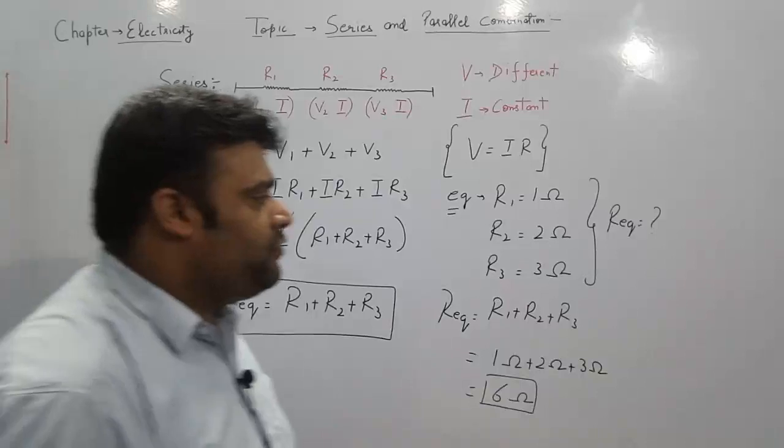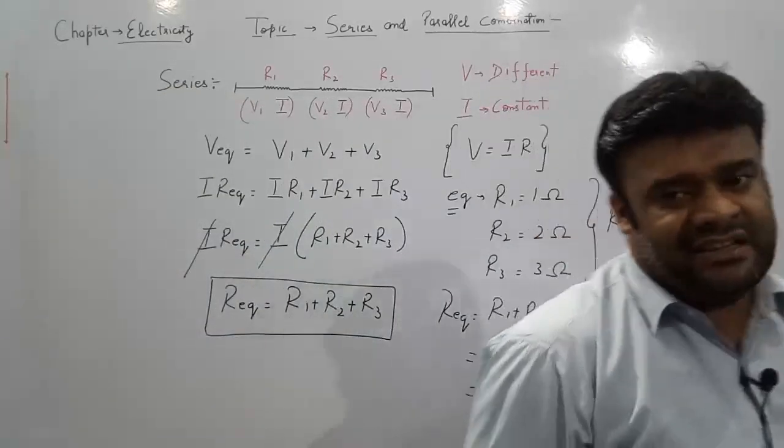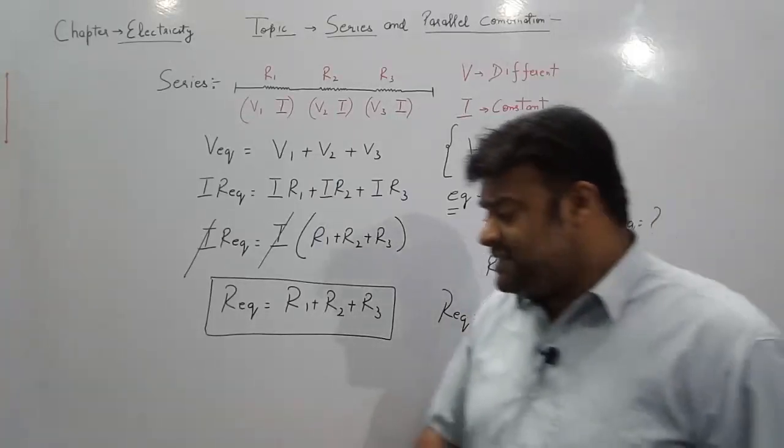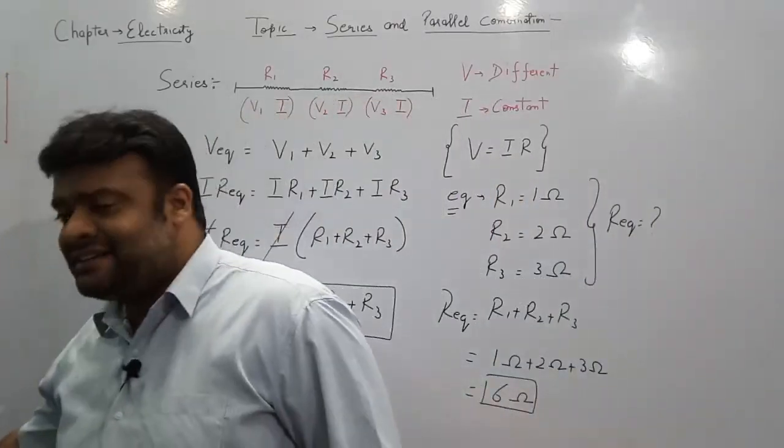So this is the formula to find equivalent resistance in series combination. Now we'll take next, that is parallel combination to connect circuits.